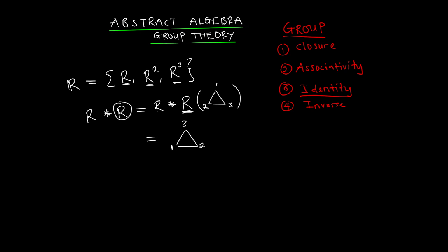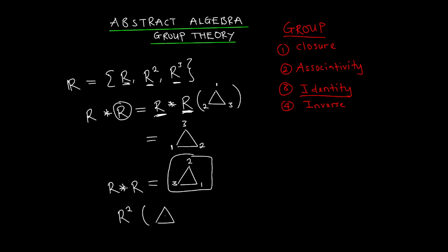We've done the first rotation. Now let's do the second rotation. You take 2, you move it up there. So 2 will go up there, 3 will go down, and then 1 will go there. So this is what you would have. This is R composed with R. So which of the elements in the set gives this type of triangle? It is the element R2 acting on the triangle.